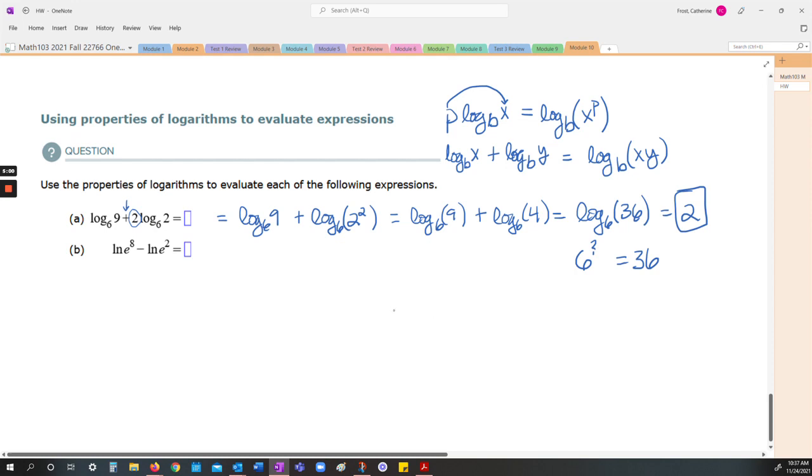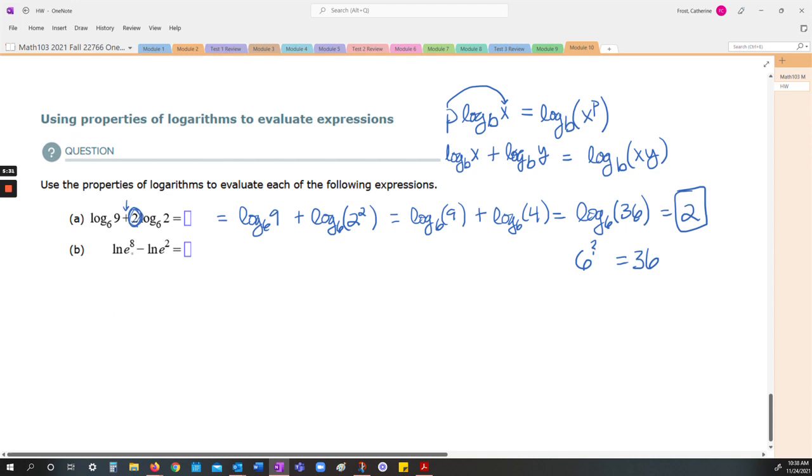Now let's look at this one down here, part B. We actually could do this one in two different ways. We've already got everything inside the log. We don't have any coefficients like we did in part A to bring inside. It would be tempting maybe to, well, actually we could do it that way too. There are three different ways we could do part B.